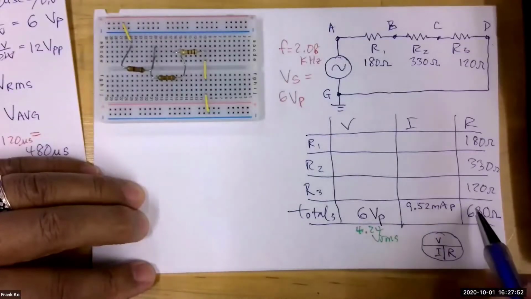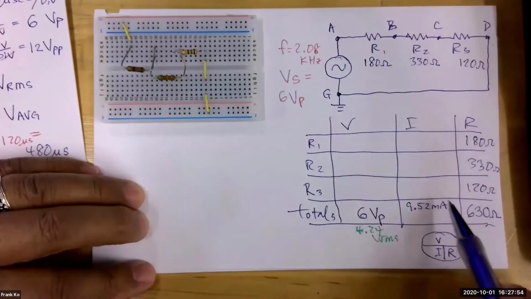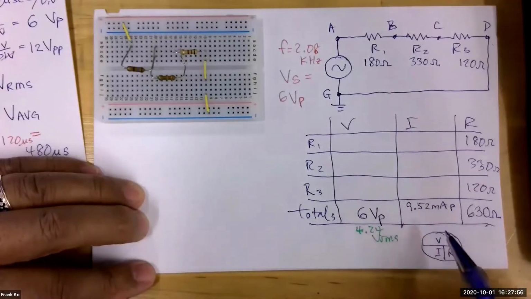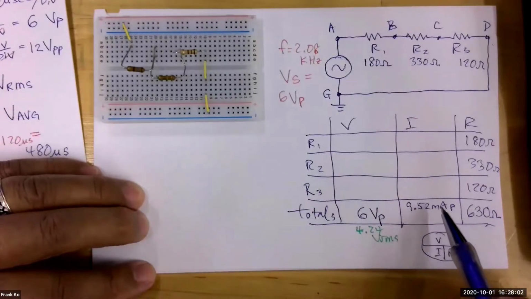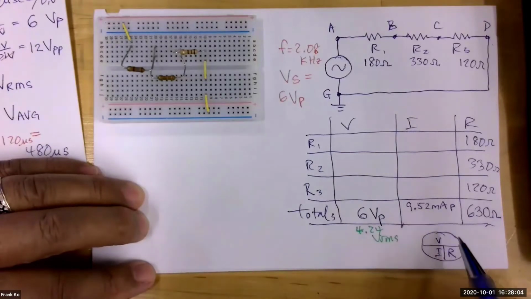Before we continue, because in a series, we know something is very special with a series circuit. Before we continue, what should we do with this current calculation? Shouldn't we do what, Yusuf?